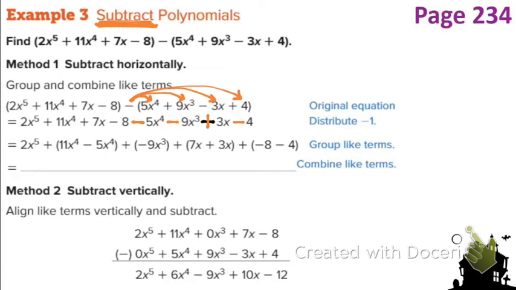Let's see, Taylor, do we have a like term for 5x to the 5th? No. So I'm just going to bring that straight down. It was a term in my first polynomial. It didn't have a like term, so it comes straight down. That is my first term in my final answer.